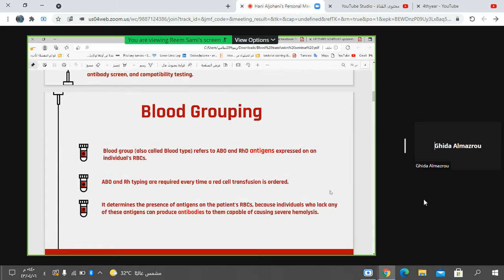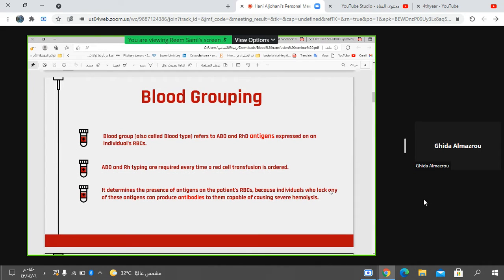Okay, the blood grouping. The blood group, also known as blood type, refers to the ABO and the RH antigen found on the RBCs. ABO and RH typing are required every time red cell transfusion is ordered. Why do we do it? We do it to determine the presence of this antigen on the patient's RBCs, because anyone who lacks this antigen will form antibody against it, and it can lead to severe hemolysis.